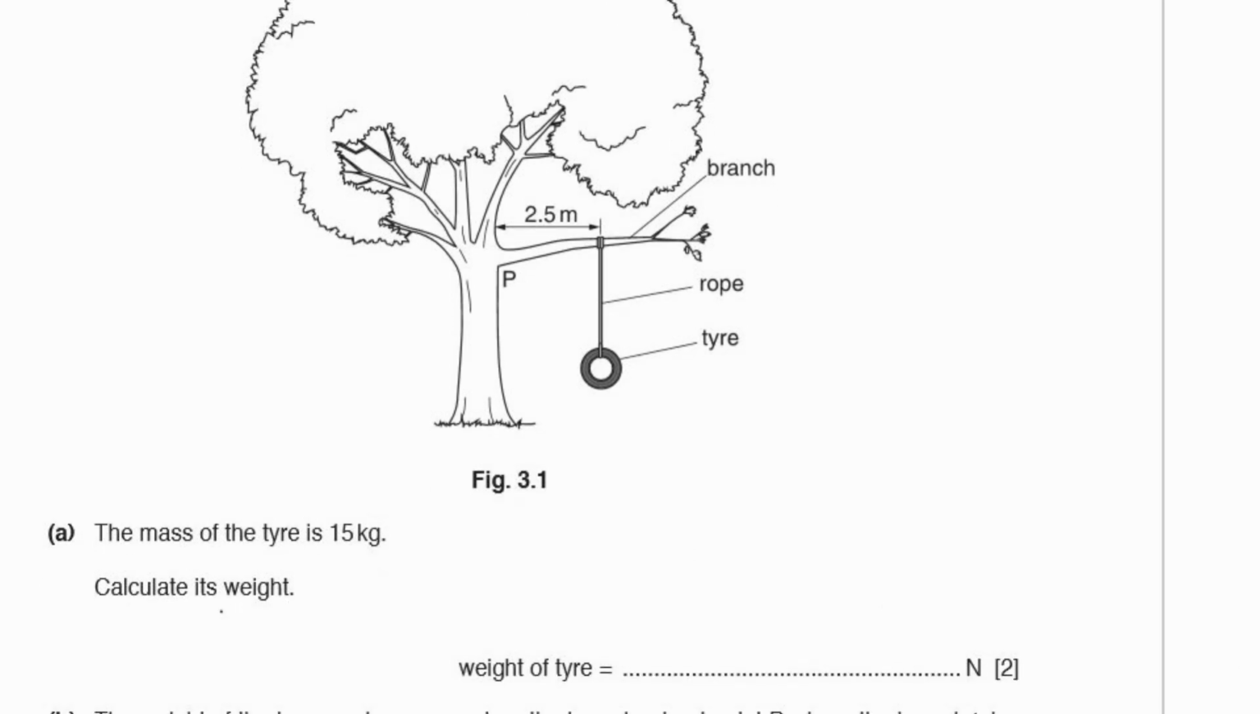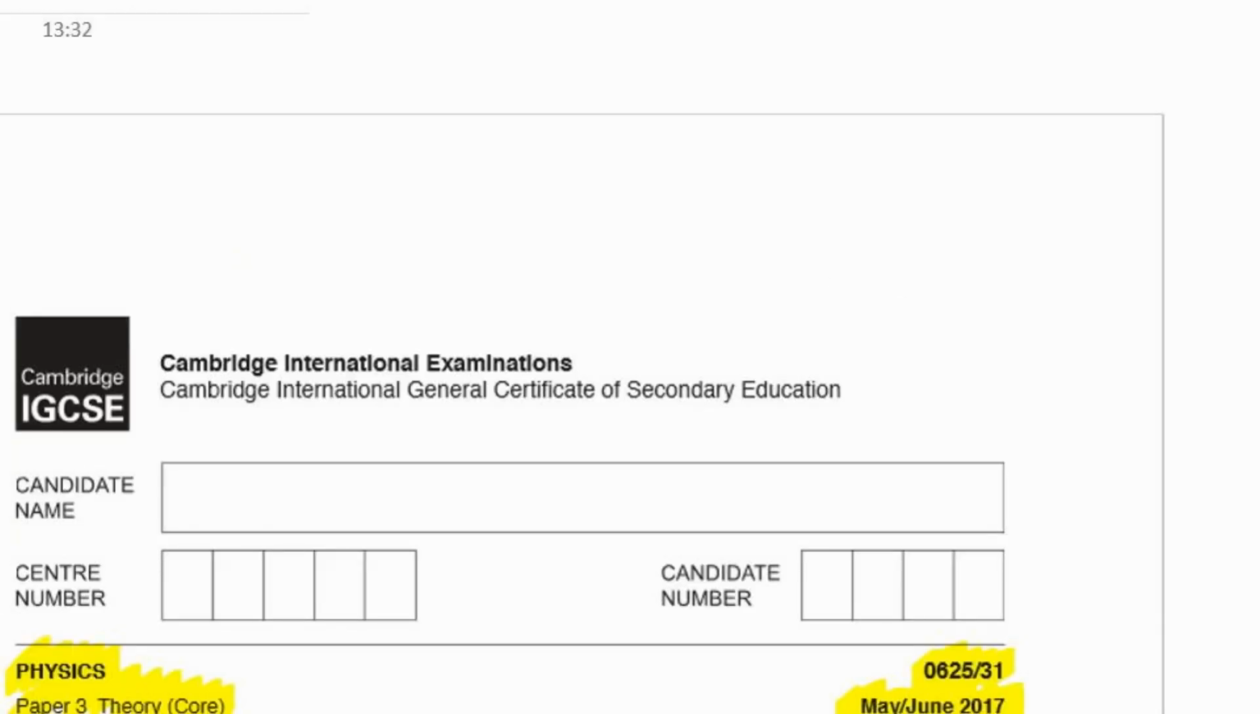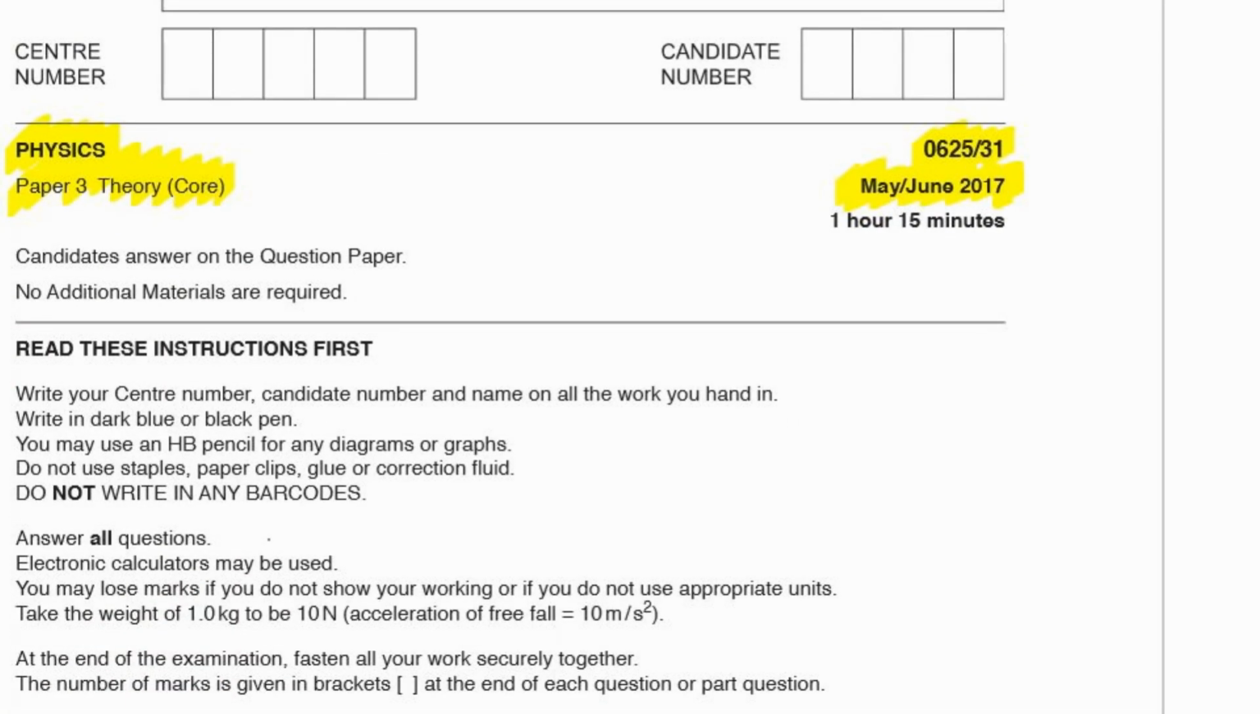I've said this in most of the videos where it comes up, and I'm going to say it again. If you're ever unsure what value to use for the weight, go to the front page. It's always written on the front page of these exams. There we are: acceleration of free fall, 10 meters per second squared. That is the value for gravity.